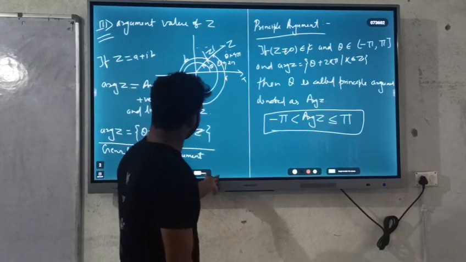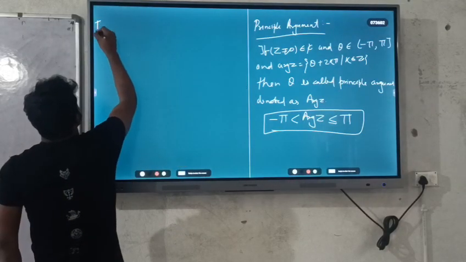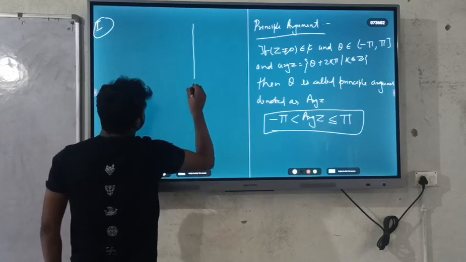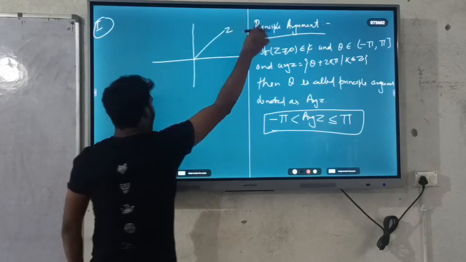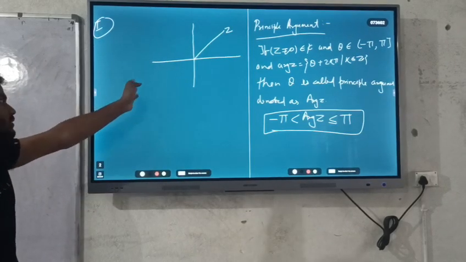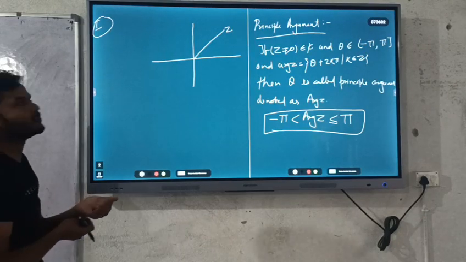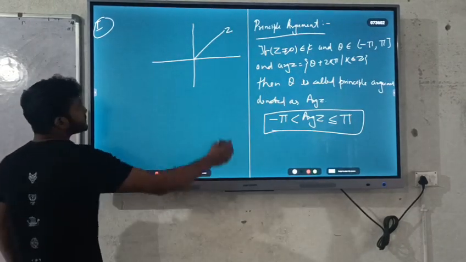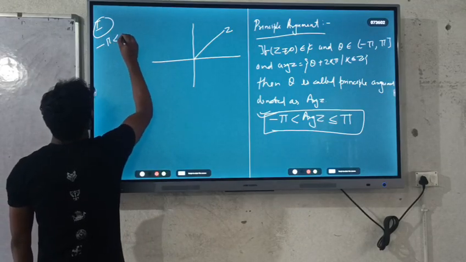Now let's see in my Argand plane. First case, what if the z lies in the first quadrant? Then how can you find the principal argument? We will see in further cases the second, third and fourth. But let's see what if the complex number lies in the first quadrant. Remember this interval, that is where our argument of z lies.